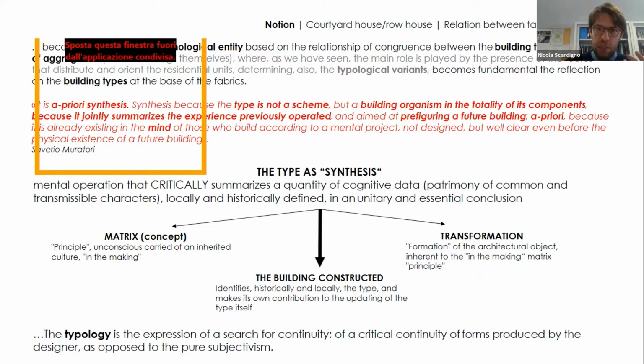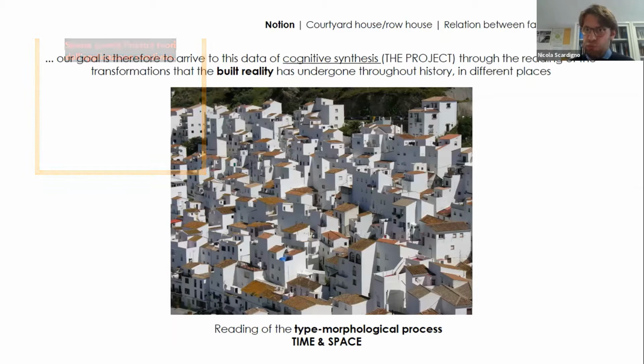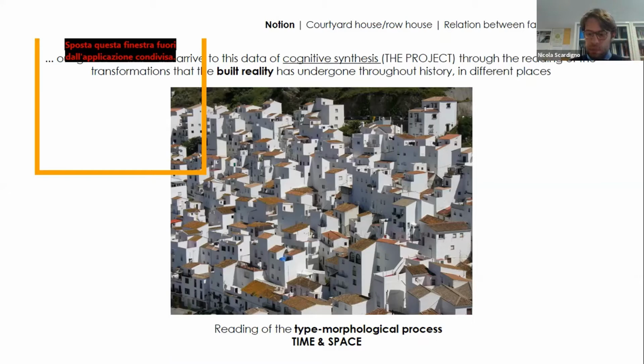So that's the way we arrived to this data of cognitive synthesis of the project through the reading of the transformation that the built reality has undergone throughout history in a different place. And that's why the reading of a typological, typomorphological process is based essentially on two fundamental aspects, the time and the space.